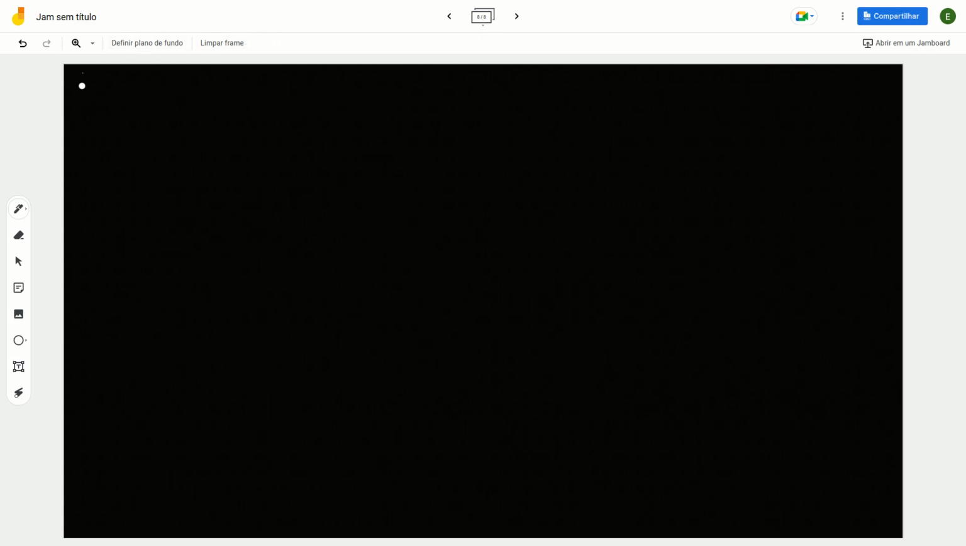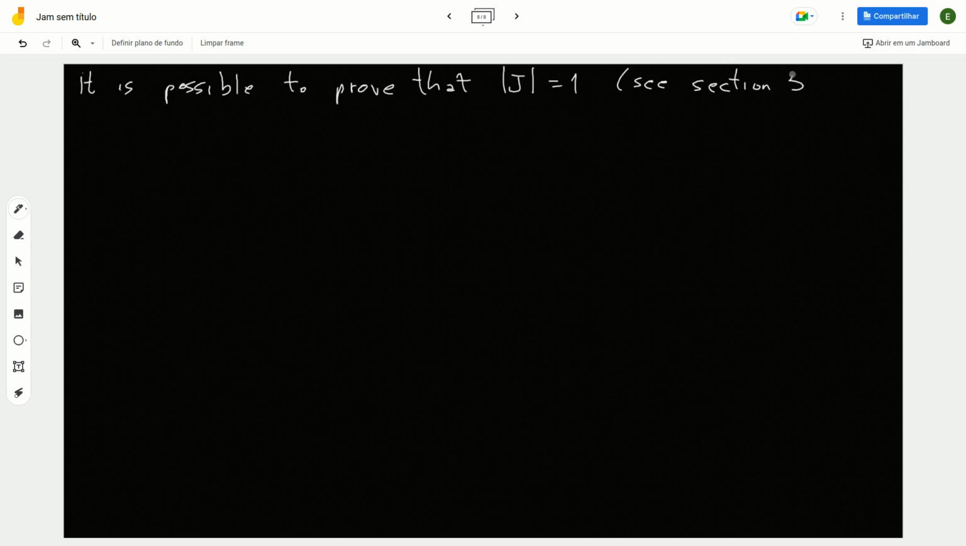Let's just write this. It is possible to prove that the modulus of J is equal to 1. This is in section, what is this section? Section 5.2 of the book.